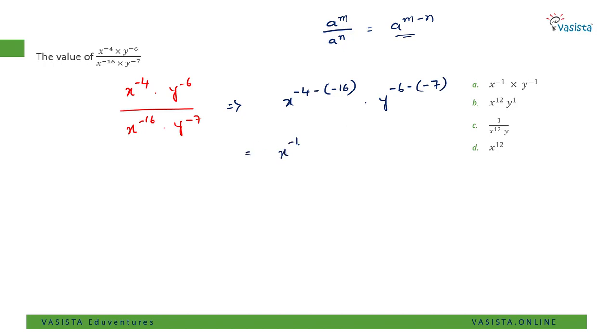So x to the power of minus 4 minus minus 16, that is going to be plus 16, y to the power of minus 6 minus minus 7, that is going to be plus 7. Now simplify it. 16 minus 4 is going to be 12, x to the power of 12. So y, 7 minus 6 is going to be 1. So the answer is x to the power of 12 times y, option B is the answer.